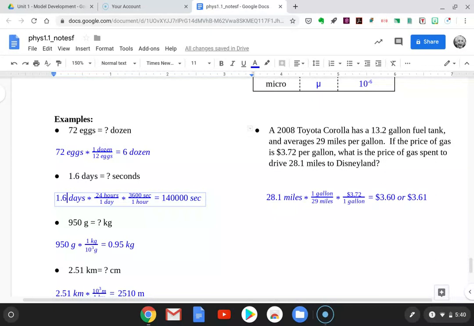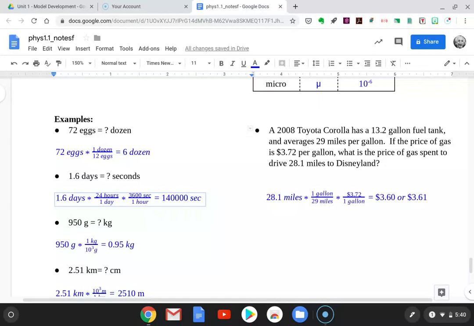If the price of gas is $3.72 per gallon, so there's another equivalent statement, $3.72 is equal to 1 gallon, right? What is the price of gas spent to drive 28.1 miles to Disneyland? So there's my given value.